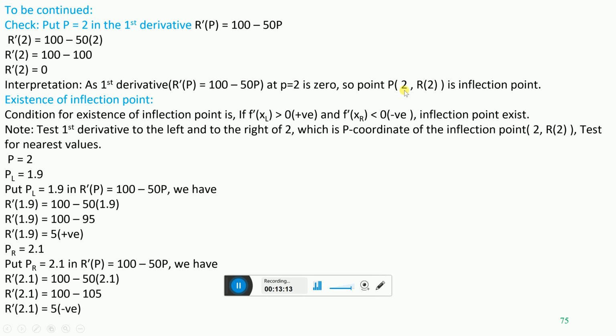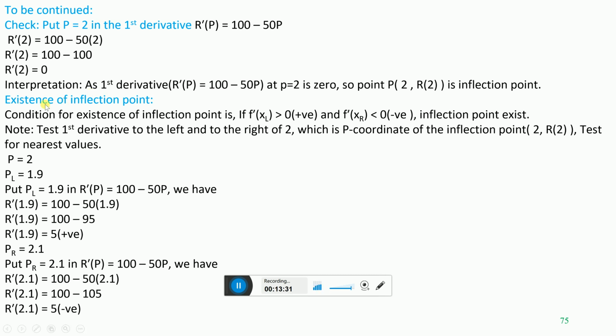So this point, p is 2, r of 2, is the inflection point, because the first derivative at p is equal to 2 is 0. So the condition is satisfied. This is the location of the inflection point.